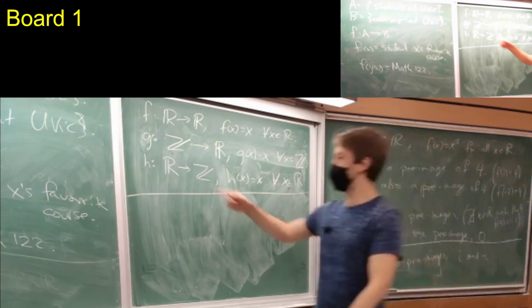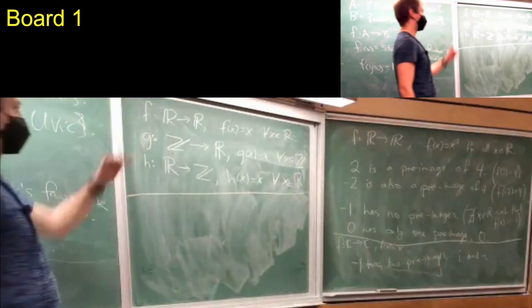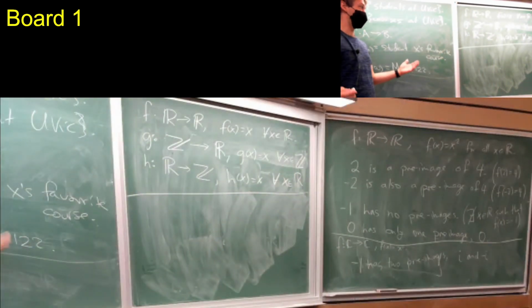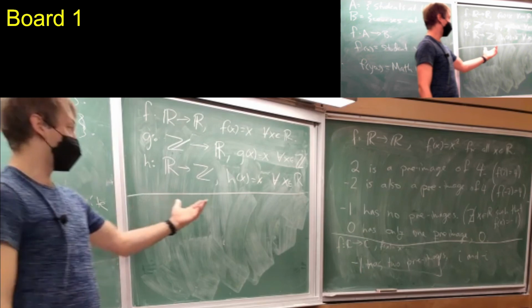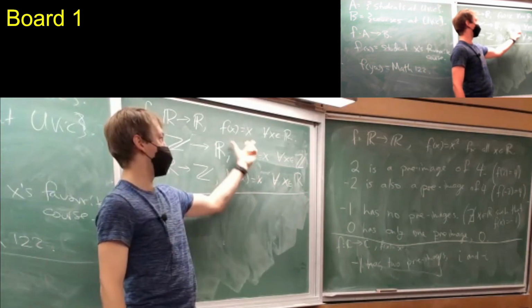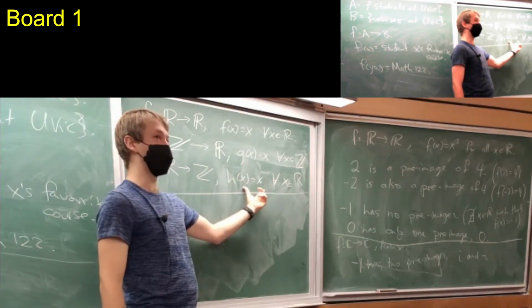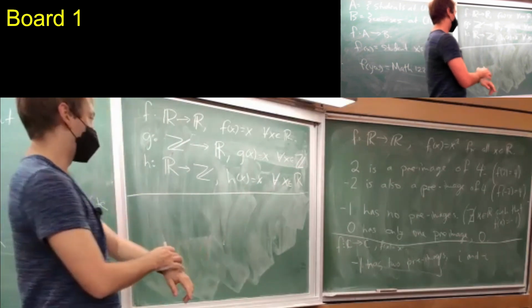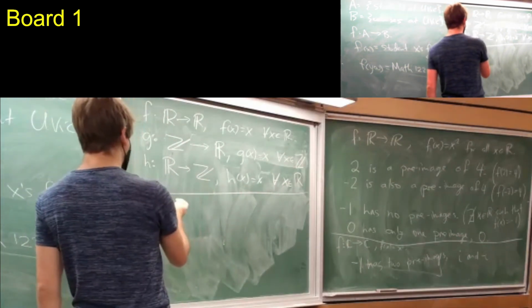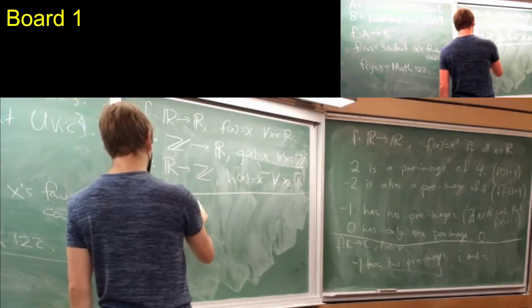So allegedly these are 3 functions. They all look the same: f of x equals x, g of x equals x, h of x equals x. The sneaky thing, though, is that the third one is not a function. So h is not a function.